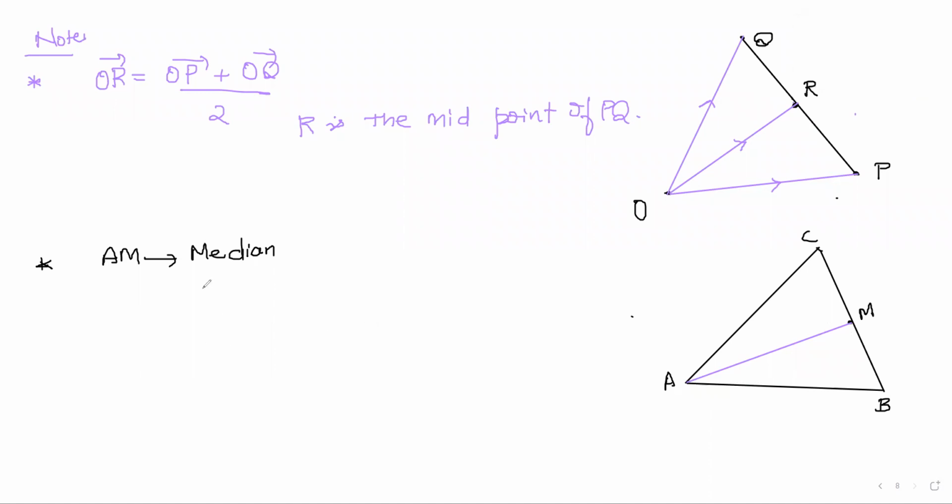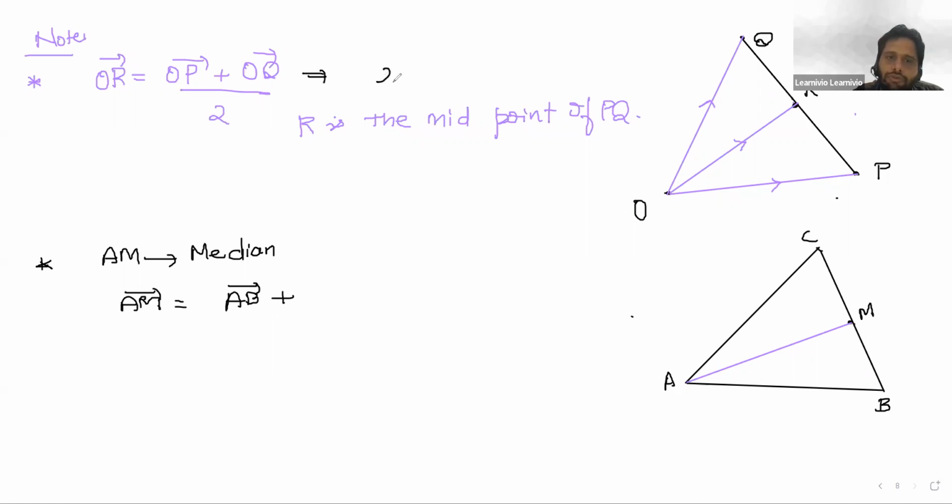Okay, so AM is a median. If it is a median, then M is the midpoint of BC. So we can say that AM will be this one. If you see here, from this one I will write like this: 2OR is equal to OP plus OQ. Okay, twice of OR is equal to OP plus OQ.